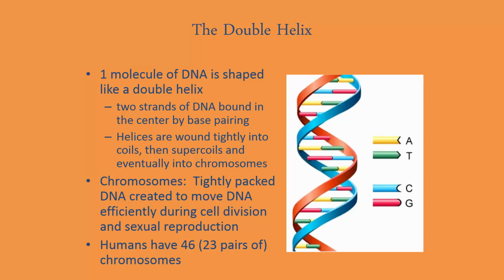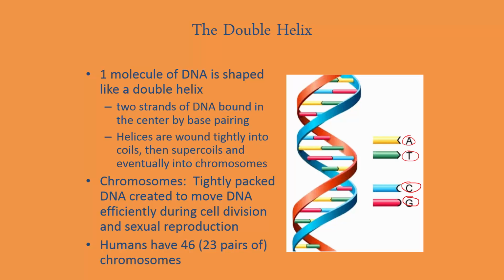DNA is made up into one molecule, and it looks like a nice curly Q, and that is called a double helix. So what is a double helix? It is 2 strands of DNA that are bound together in the center based on the nitrogen base pairs. And again, as a quick review, A always goes with T, C always goes with G, and vice versa.